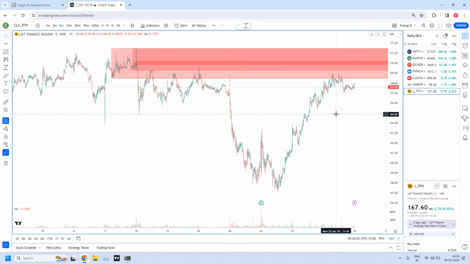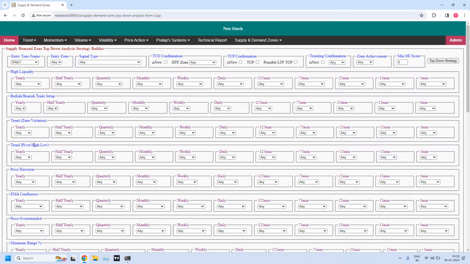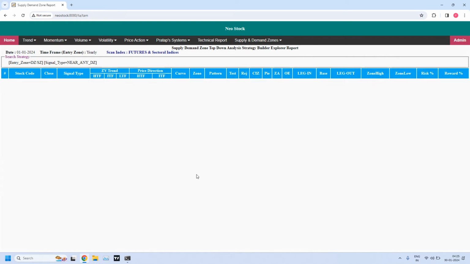Okay. So this is about the high liquidity zones generated in our previous report. Now let us generate demand and supply zones for today's data. Let us generate demand and supply zones for all the time frames for finding the stocks near demand or supply zones. Let us start from the yearly time frame. So entry time frame is yearly. Let us find the stocks near yearly demand zone. No stocks are there.